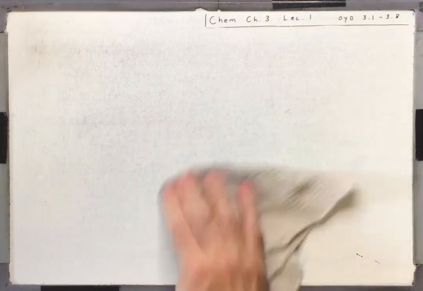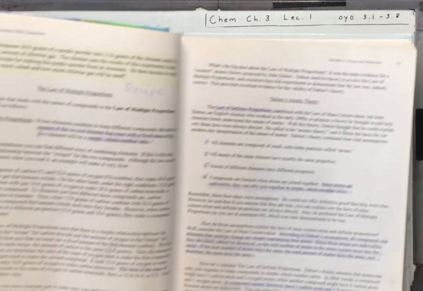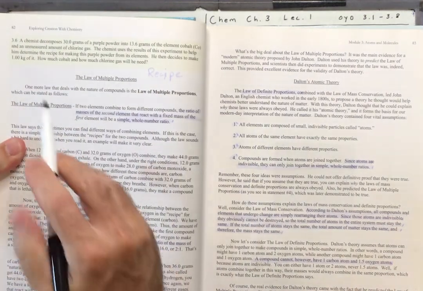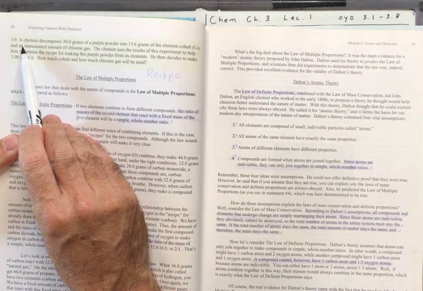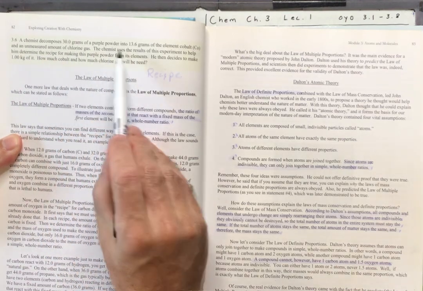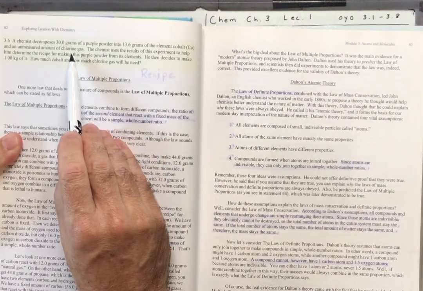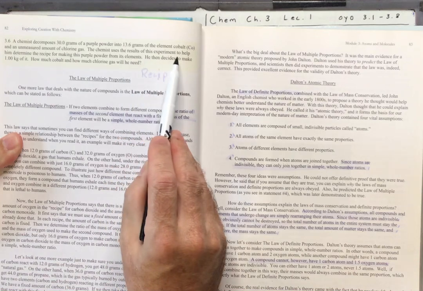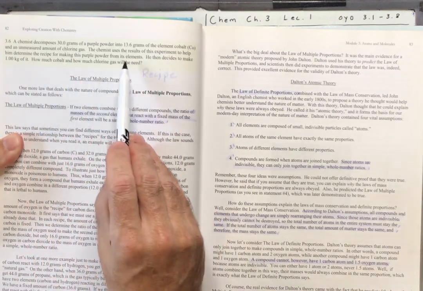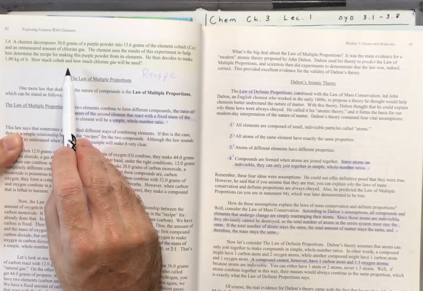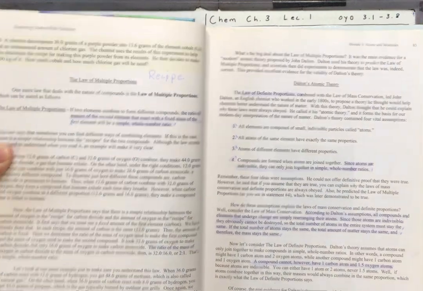And remember, in the practice problems, in step 1, you do disregard any leftovers. We weren't given any leftovers, but if you have leftovers, you just disregard those. It's only what got used up that is the total trial run mass. So it says, 3.6, next page, a chemist decomposes 30 grams of a purple powder into 13.6 grams of cobalt and an unmeasured amount of chlorine gas. The chemist uses the results of this experiment to help him determine the recipe for making this purple powder from its elements. He then decides to make a kilogram of it. How much cobalt and how much chlorine gas will he need?